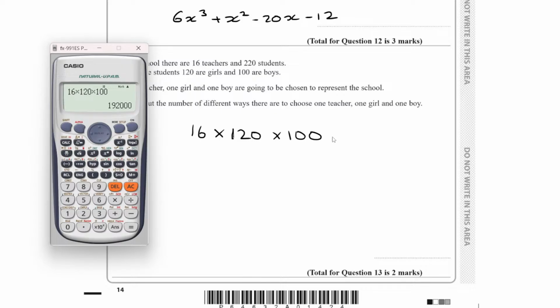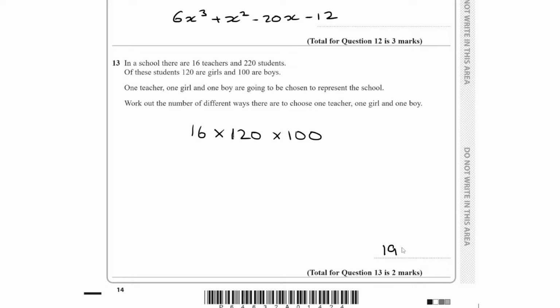It is a massive number, but that's because there are so many students, isn't there? So 192,000. You get 1 mark for your working, just writing that down, and 1 mark for the answer.